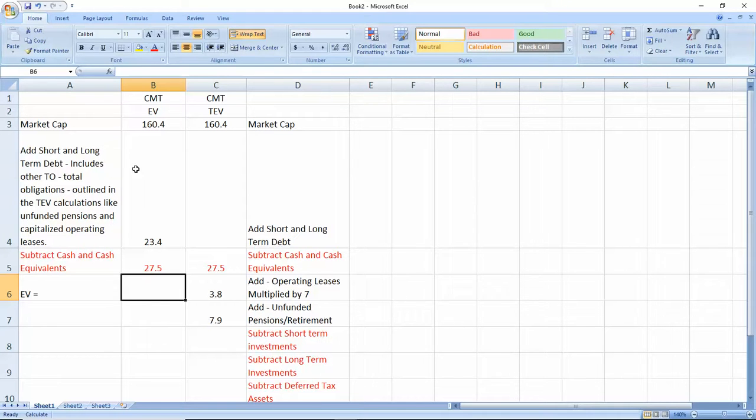In my opinion, again, I want to be as conservative as I possibly can. I want to know about all this information, especially as a total business owner looking to invest in this company. So 160.4 plus 23.4 minus 27.5 is 156.3. So their EV being lower than their current market cap means that this company could be slightly undervalued. This isn't enough to really make any sort of judgment call.